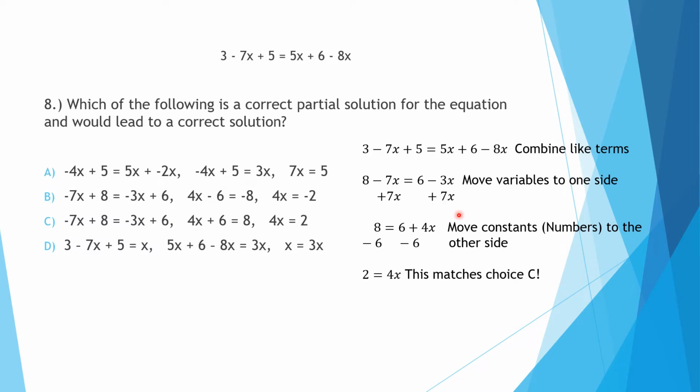After that, my variables are consolidated into a single term on one side. I want to move the numbers or constant values to the other side. In this case, I will subtract 6 to get this positive 6 away from the positive 4x, and I will subtract 6 on this side as well. From here, I could divide by 4 and get an answer of x equals 1/2, which would correspond to answer C. But since I can see that 2 equals 4x is the same as 4x is equal to 2, I will stop right here and move on to the next problem.